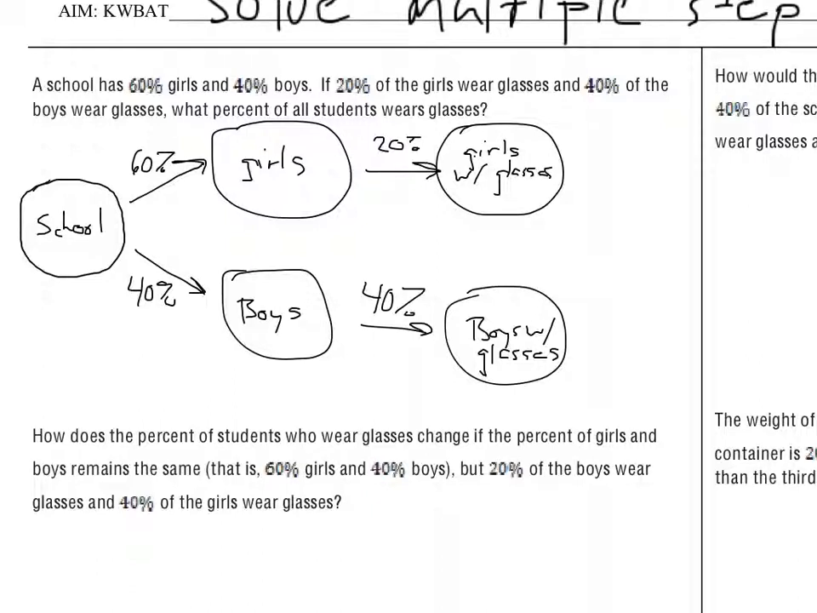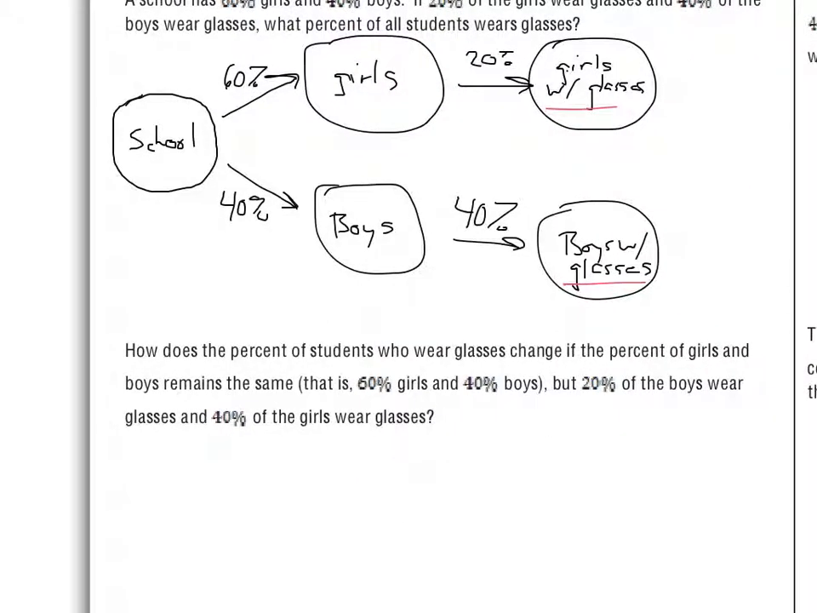So what percent of all students wear glasses? So what we would need to figure out is how many of these girls wear glasses, how many of these boys wear glasses, and then we need to make that a percent. So we need to add these two things to get some number down here is the total, and we need to figure out what percent that is of the entire school. We're looking at what percent of the school is that?